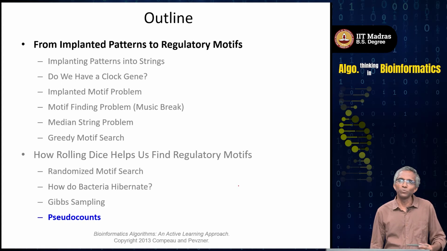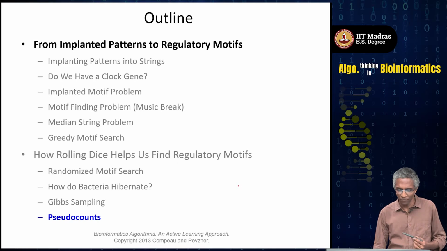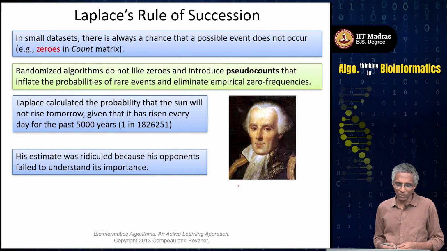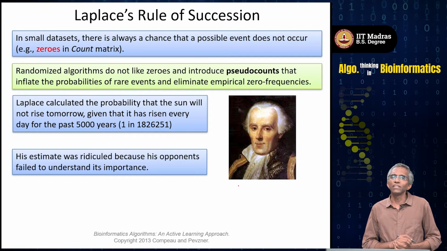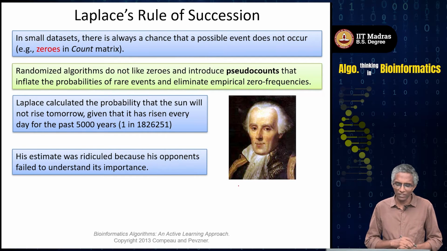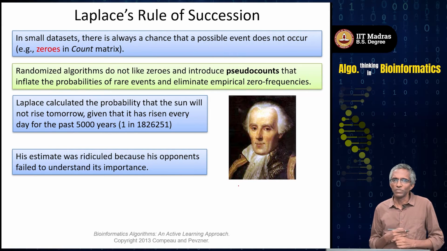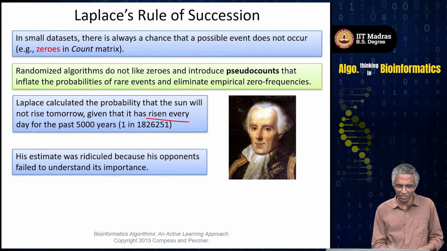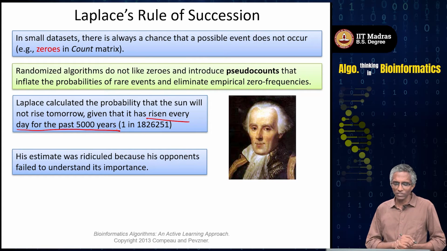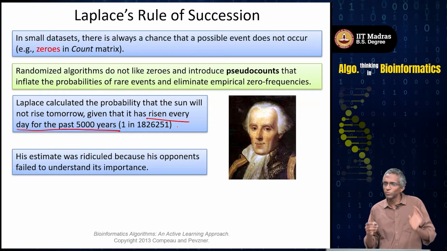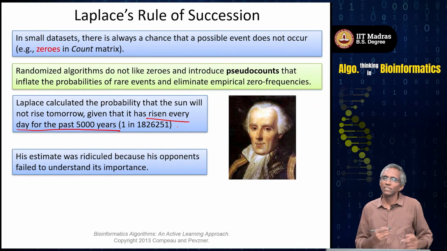It is closely related to Bayesian analysis also, but we will just look at it without any of those terminologies and simply say what pseudo counts are. So, Laplace was calculating the probability that the sun will not rise tomorrow, and he said that it should not be 0 based on all of our observations. If we have seen that it has risen every day for the past 5000 years, then it should be 1 in some very large number. It should be close to 0, some small number, but not exactly 0.